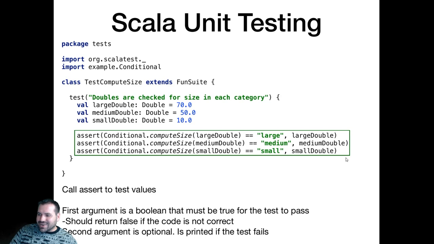Is assert a class name or a method name? Assert is a method name in the FunSuite class. Since it starts with lowercase, you know it's a method name. If it were uppercase, it would be a class name. But this is a method in the FunSuite class that we inherited that we're now able to call.